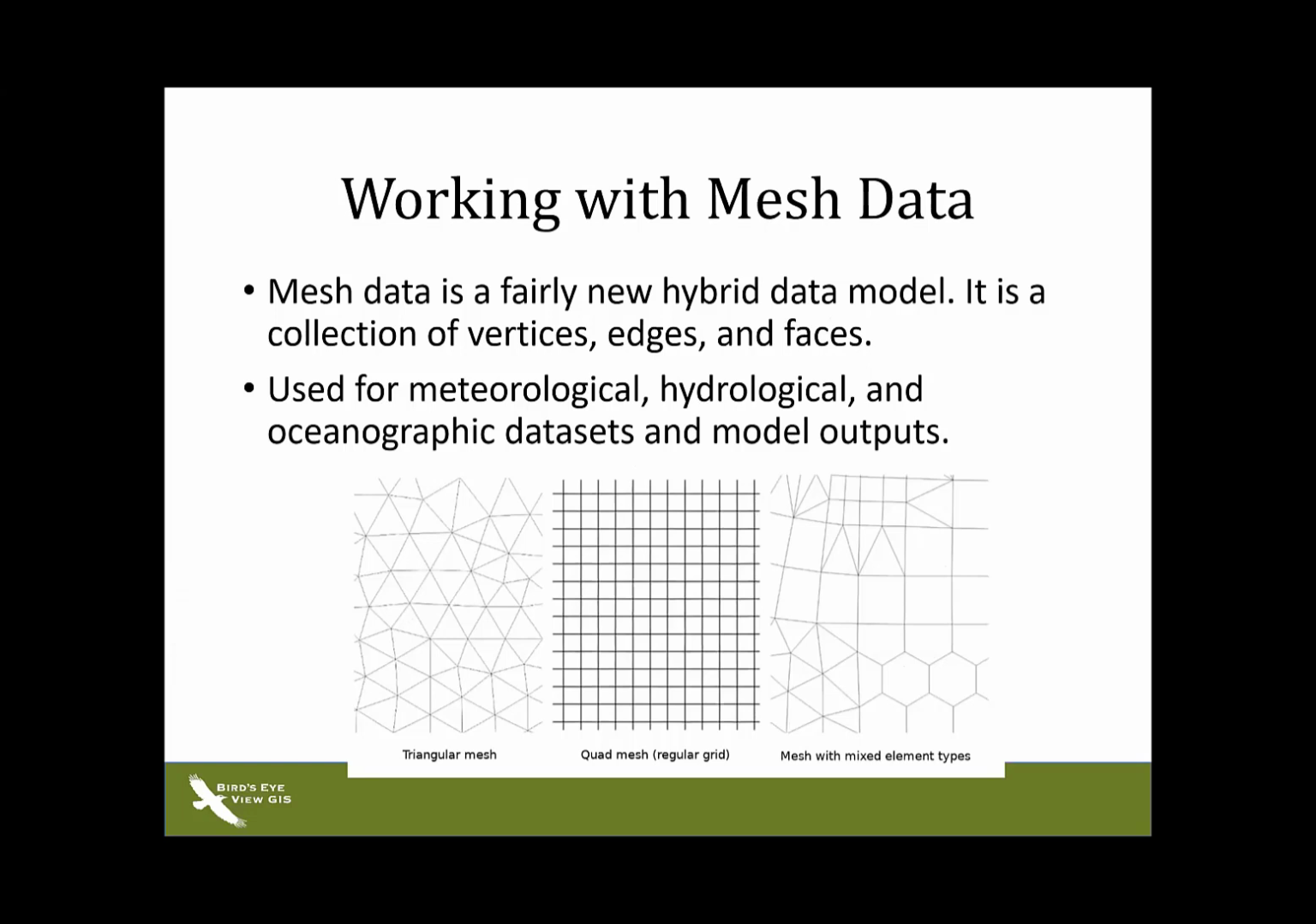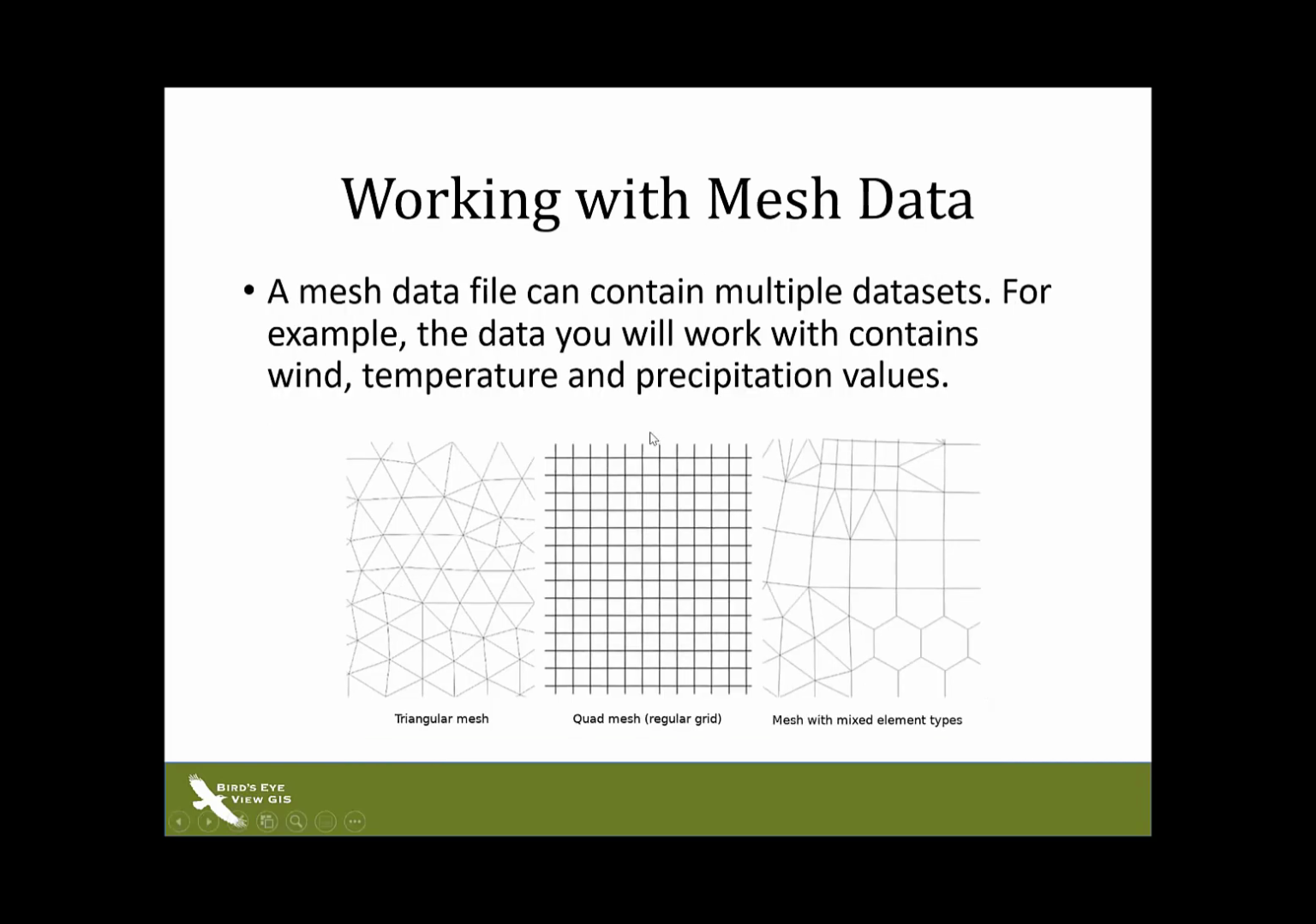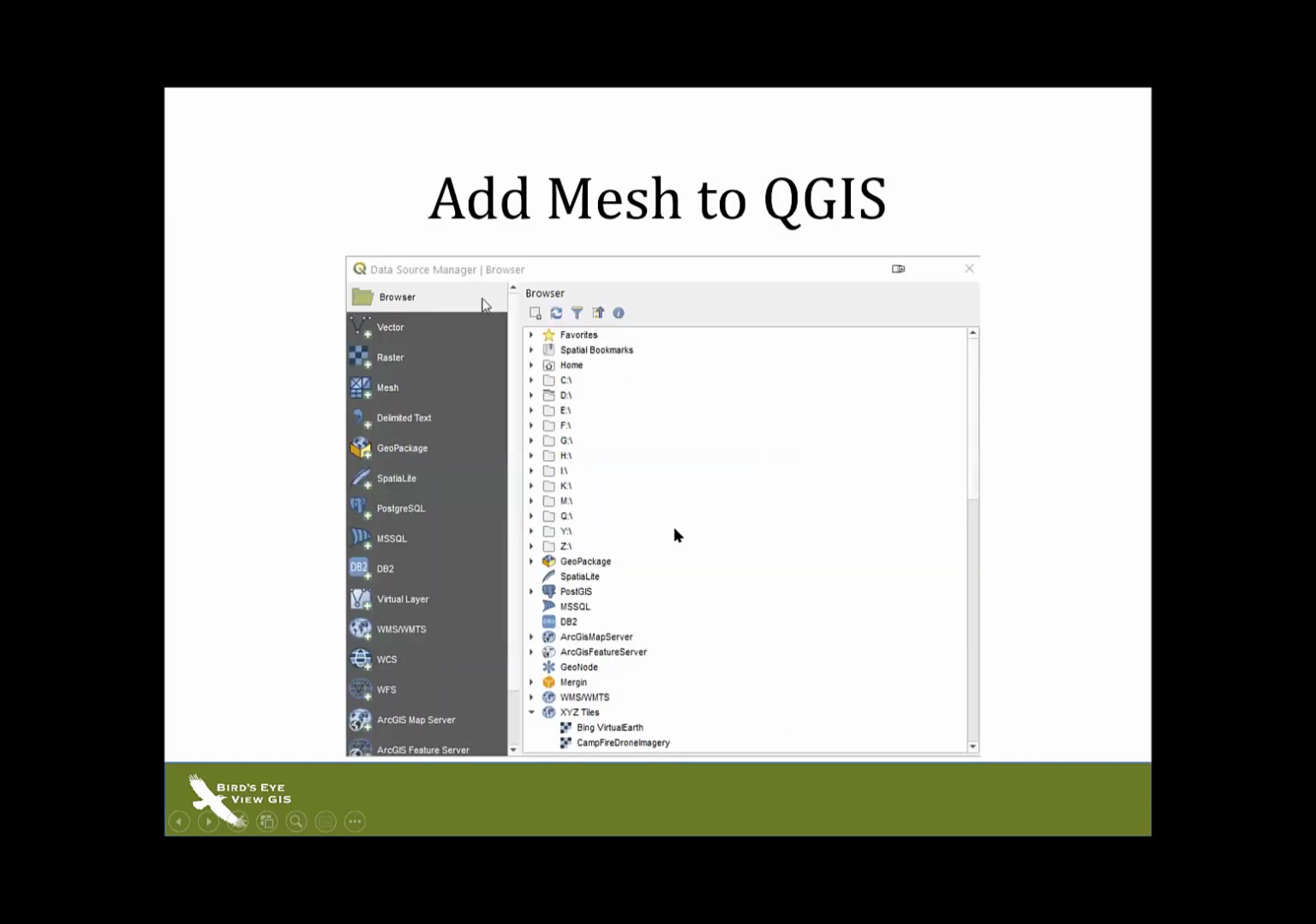So mesh data is a new hybrid data model, and if you've ever worked with TINs in the Esri environment, it's very similar to that, where it has components of vector and components of raster, and it's used a lot with hydrological and meteorological data sets. There are different formats for how the mesh itself can be structured. The one we're going to be working with, I believe, is a regular mesh. So we're going to have you add this mesh data now.